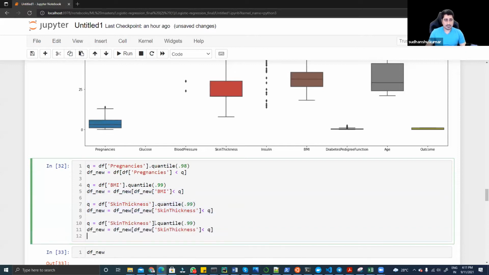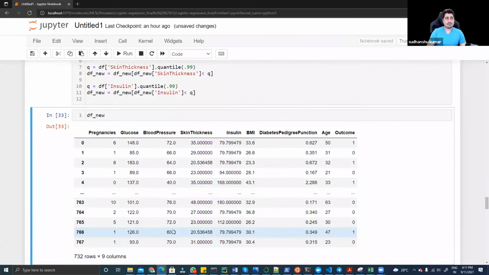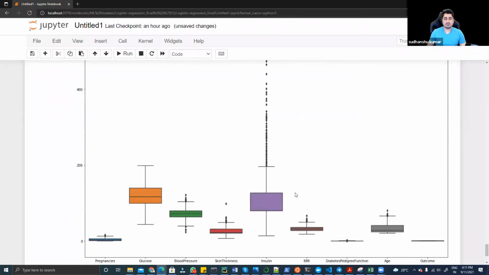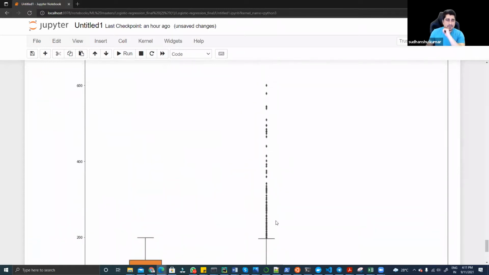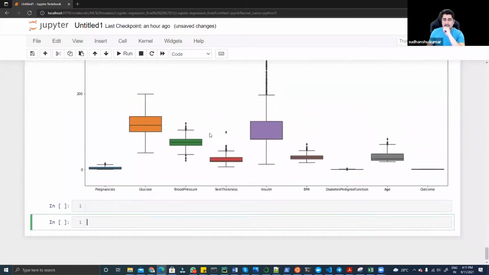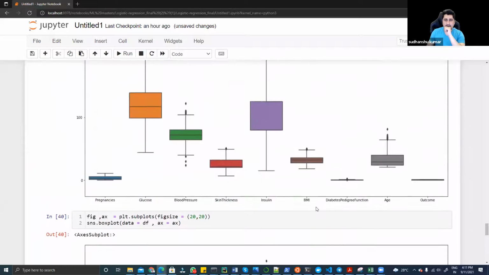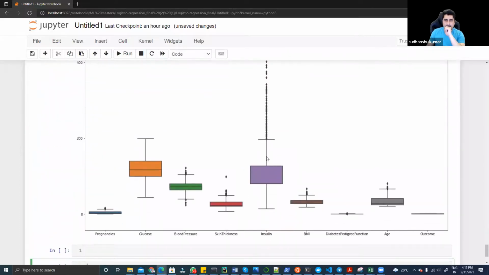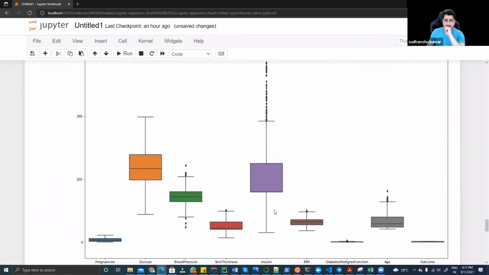So no issue. I can try to just replace insulin, and here is insulin. Okay, and lost some data, and let's see what we have. So yes, the graph has changed a little bit, and we are able to see some differences. So this was my original graph, and this is my new graph.